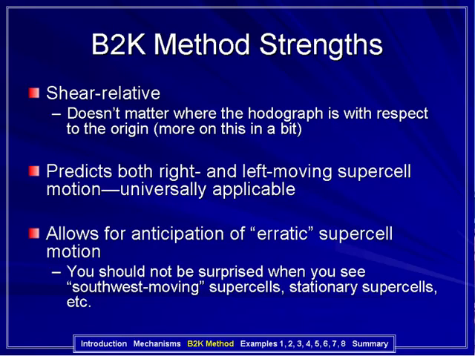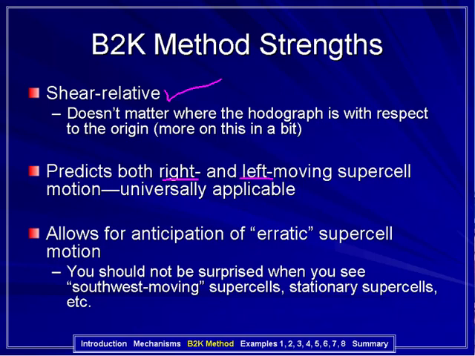I just want to briefly mention a couple of the strengths of the B2K method. Perhaps the most important thing is that it's shear relative, which means it's universally applicable. It can work in several locations. In fact, I've talked to people in South Africa, Australia, and Japan who have used it there. Another thing that's important to note, it works for both right and left moving supercells.